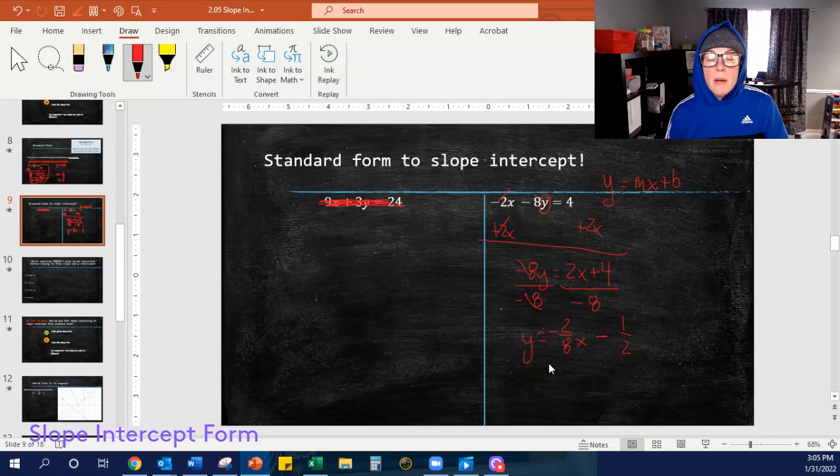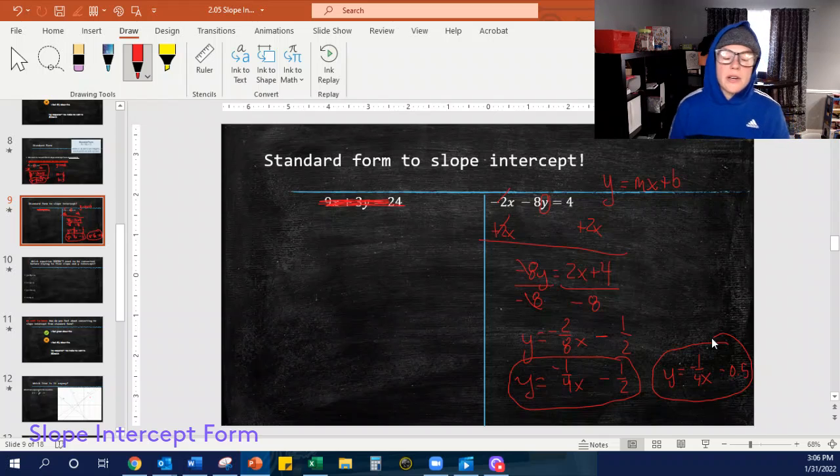I know that 2 and 8 share a common factor, and I can divide a 2 out of both the numerator and the denominator, and that will be negative 1/4 x minus 1/2. Or it could look like this: y equals negative 1/4 x, always a fraction for slope, minus 0.5. Those are the same, and they're both fine. Really, the only thing that's changed is that back number, the b or y-intercept, is a decimal.